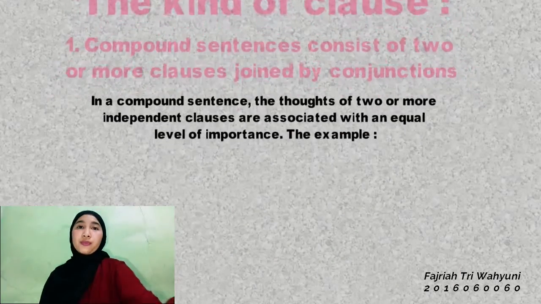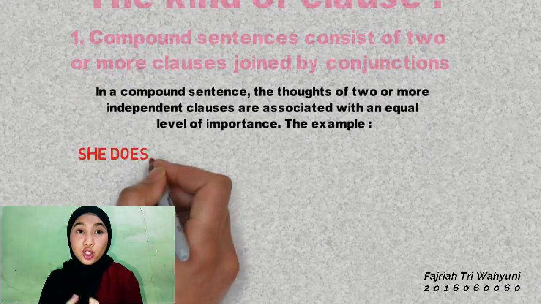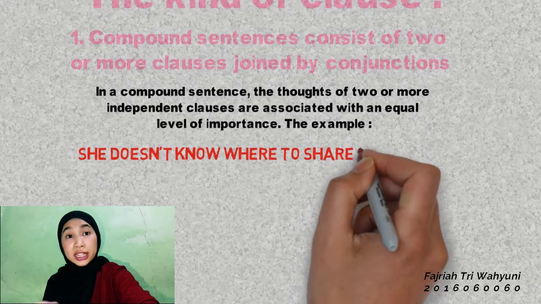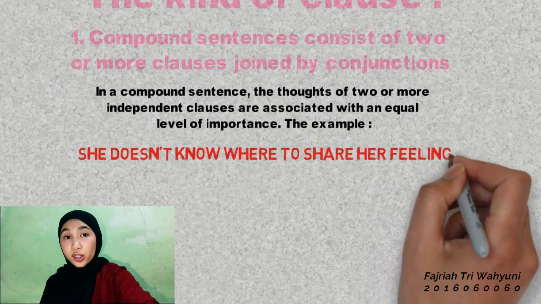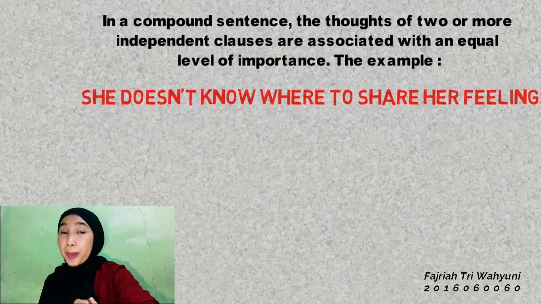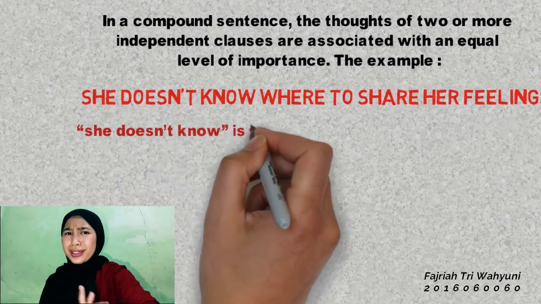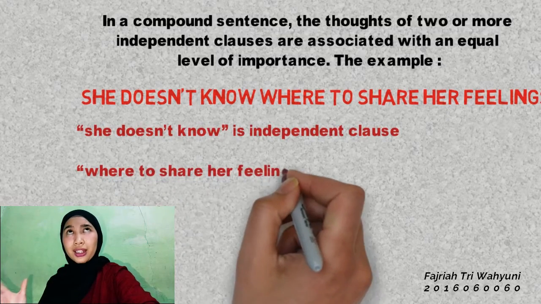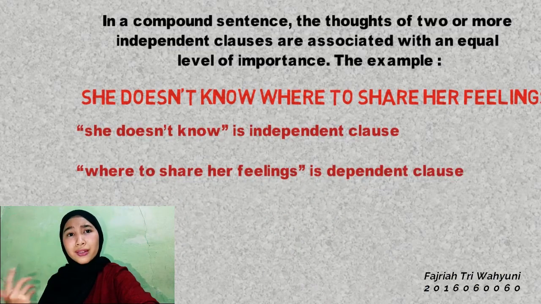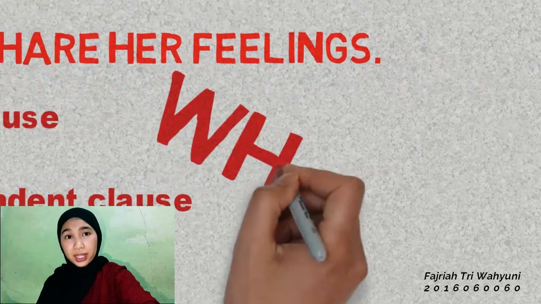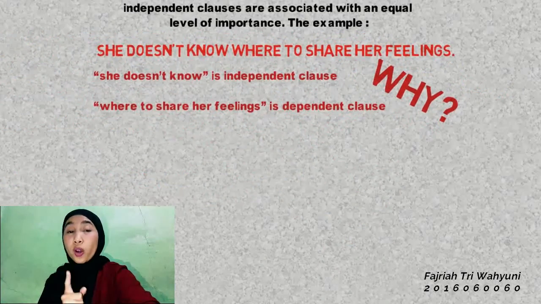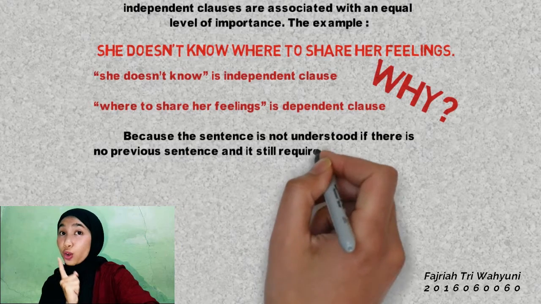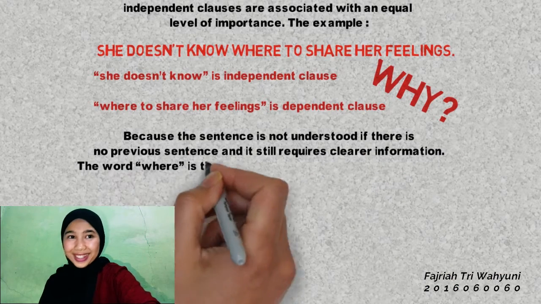For example, she doesn't know where to share her feeling. The clause she doesn't know is an independent clause and where to share her feeling is a dependent clause. Why? Because more information is needed to make it clear, to make the readers understand what is meant. And the word where is the subordinate conjunction of that sentence.